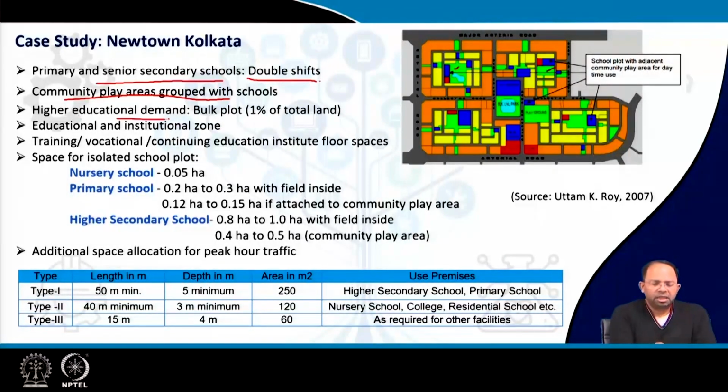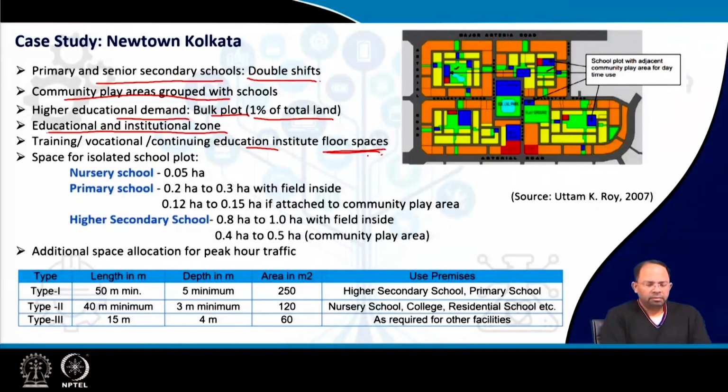For higher educational demand, for plots which cater to higher education, bulk plots were reserved, with 1% of the total land area reserved for this. A separate educational and institutional zone was created. Training, Vocational and Continuing Education Institutes were considered in certain other plots. So, floor area spaces were reserved for that.